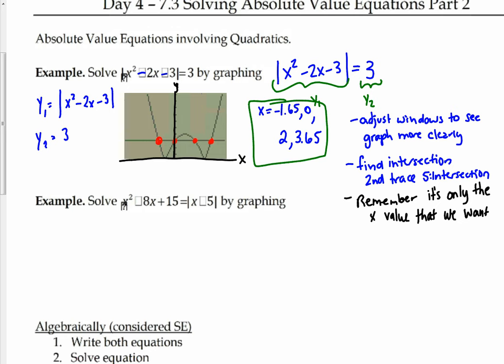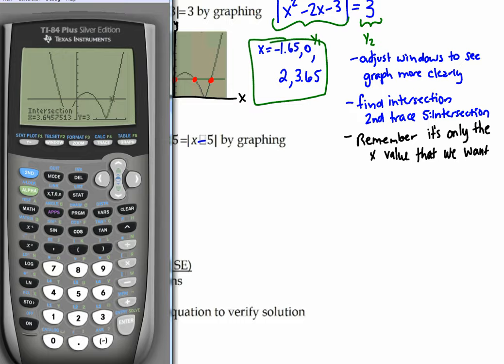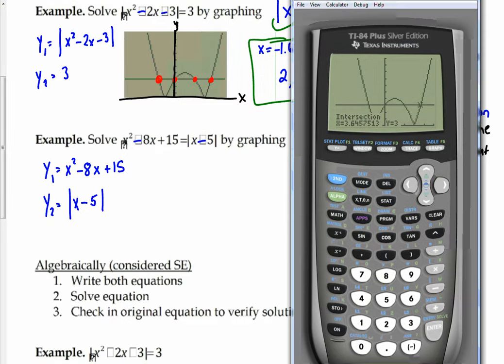Okay? So again, if we wanted to solve this one by graphing, we're going to go y1 equals x squared, I think that's a minus, because I'm assuming it's the negative signs that are having a hard time here. And then y2 equals absolute value of x minus 5. You might want to reset your windows before we start. So zoom 6, and then go back to y equals.